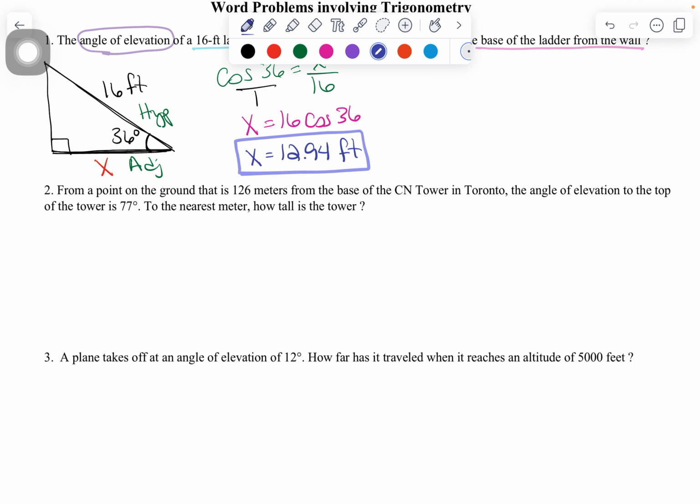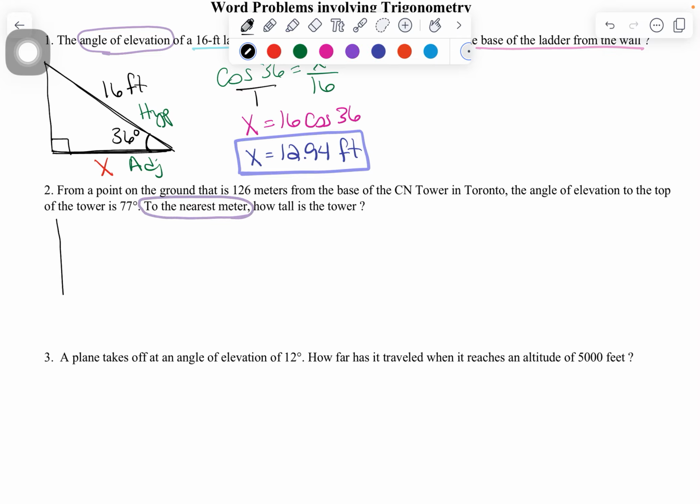Same kind of question, right? So we have a point on the ground that is 126 meters from the base of the CN Tower in Toronto. The angle of elevation at the top of the tower is 77 degrees. To the nearest meter, how tall is the tower? Now, I do want to highlight this to the nearest meter part because that means I am going to round off completely to whole numbers.